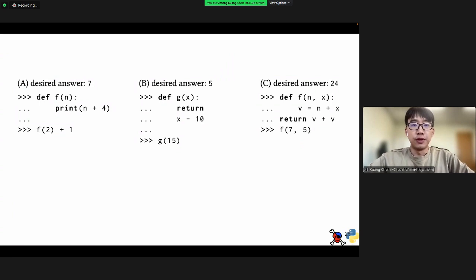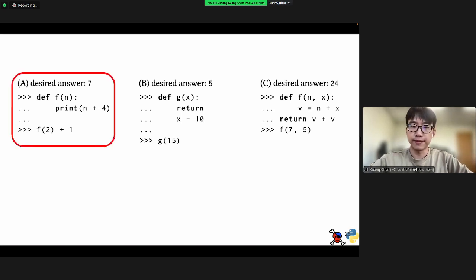These are the programs that we use in this stage. They are all about print and return. Please spend a moment to read the code and decide answers. Okay, now let's focus on the first program.